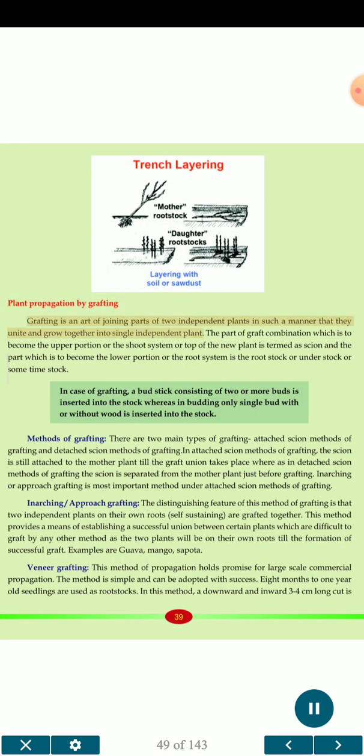39. Plant propagation by grafting. Grafting is an art of joining parts of two independent plants in such a manner that they unite and grow together into a single independent plant. The part of the graft combination which is to become the upper portion or the shoot system or top of the new plant is termed as scion and the part which is to become the lower portion or the root system is the rootstock or understock or sometimes stock.